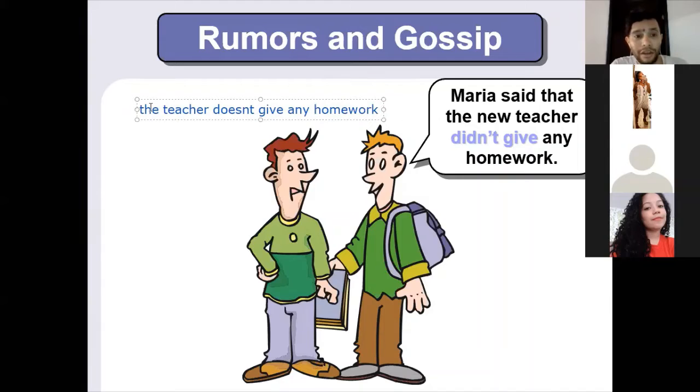Pero ¿qué pasa con la información? Esta información, digamos que fue dicha hace 3 horas, ¿right? 3 horas después, este chico le cuenta a este otro chico lo que María dijo en ese momento, hace 3 horas, ¿cierto? So, María dijo que el profesor no ponía tareas, right? María said that the teacher didn't give any homeworks. So, esta es simplemente la repetición en este momento de una información que fue dicha en el pasado.